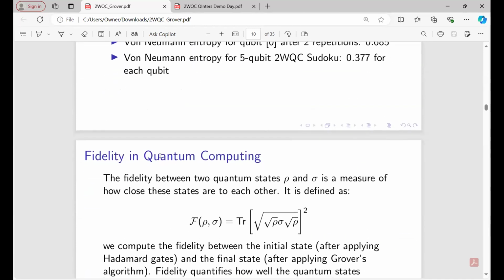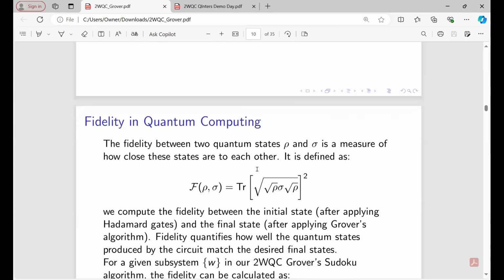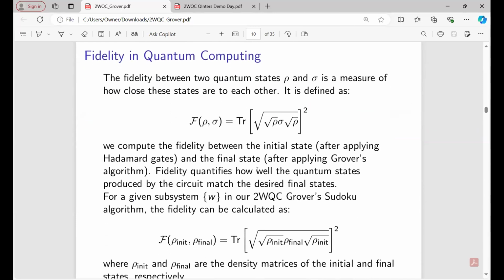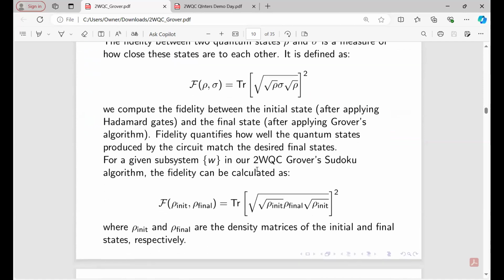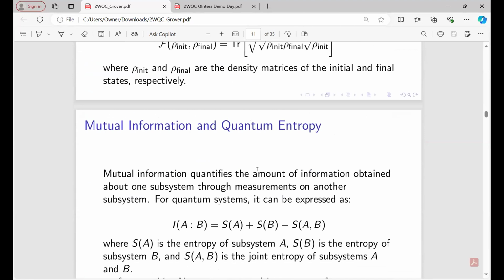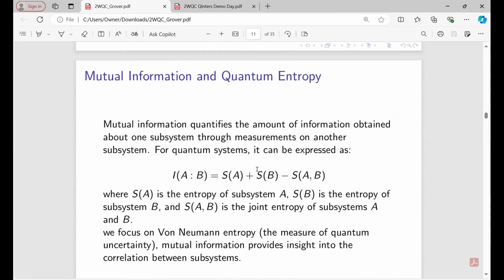We also tested for fidelity, which is how similar two quantum states are, and we test them between their initial state and their final state just to test how similar they were between the start and the end. And then we also tested for mutual information, which quantifies the amount of information that one system can give on another system, with a joint entropy being subtracted by the two individual entropies.